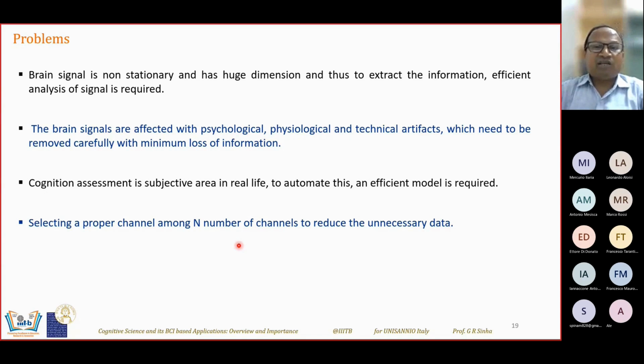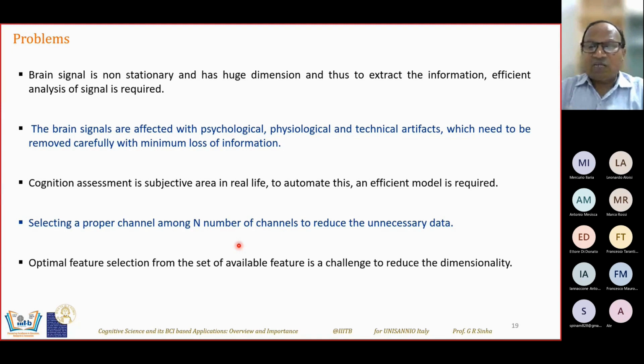A lot of research papers are being written and a lot of research activities are carried out. This is the last point; after this, we can have one break. Then optimal feature selection. Once you have decided that, out of 64 channels, say 20 channels are important for you, from those 20 channels you again get a huge amount of features. So which features are more appropriate for your study? Optimal feature selection is equally important for the study.